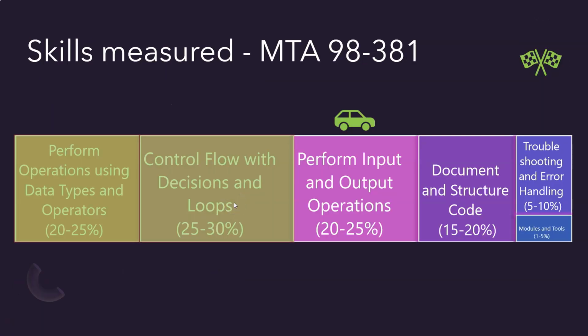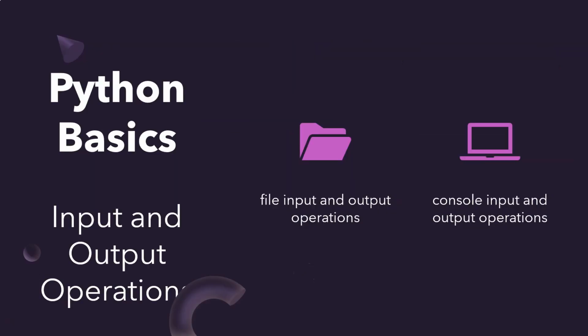So with this, we are done with the control flow with decisions and loops. The next topic we are going to cover is performing input and output operations. Under this topic, we'll cover various kinds of input and output operations. Most of those will be related to file input and output. We will also cover console input and output operations.